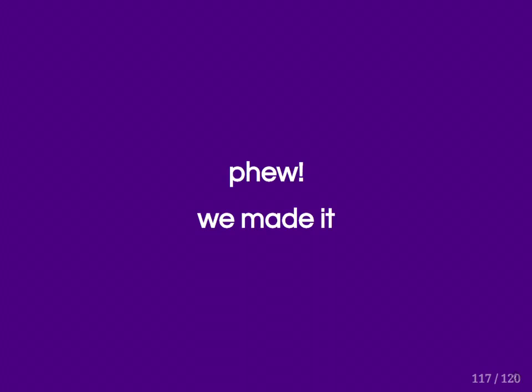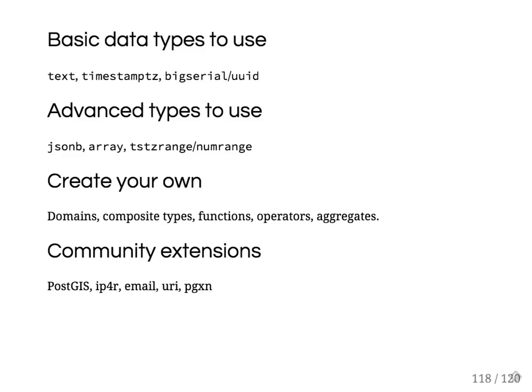Congratulations, you've all survived to the end. I will very succinctly recap how we got here. Even this slide is too many things to remember, I'm sorry. But for your basic data types, use text. Stick with timestamp TZ. That supports time zones. And use bigserial or UUID instead of serial or integer. And numeric, yeah.